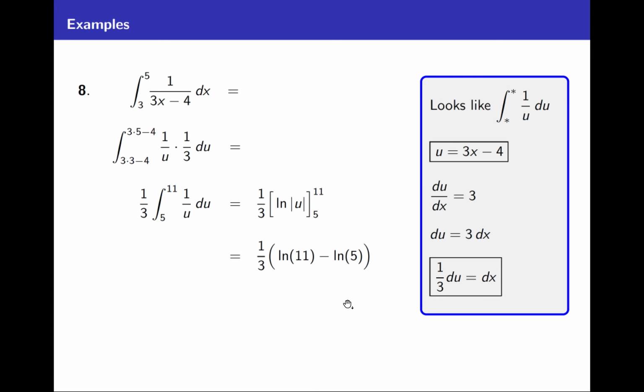And that would be a perfectly sufficient answer. But you'll notice that ln of 11 minus ln of 5, you could use a log property there to convert those to ln of 11 over 5. So I'm going to write the final answer here as 1/3 ln of 11 over 5.